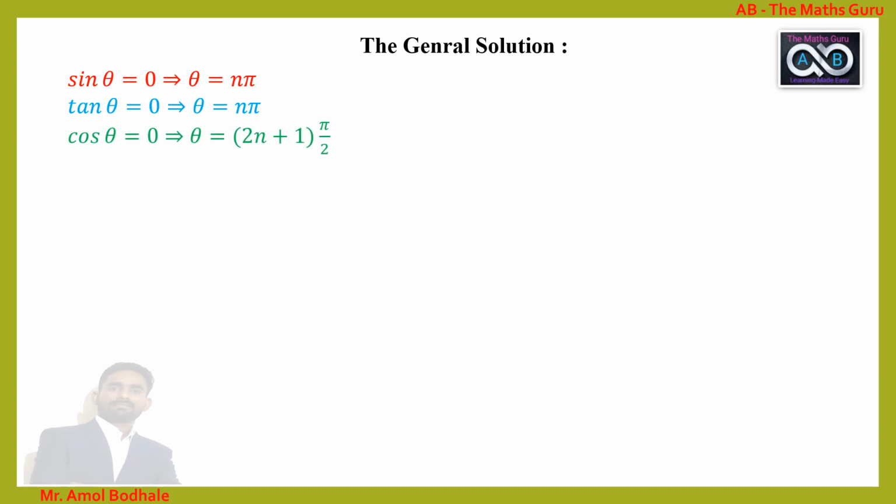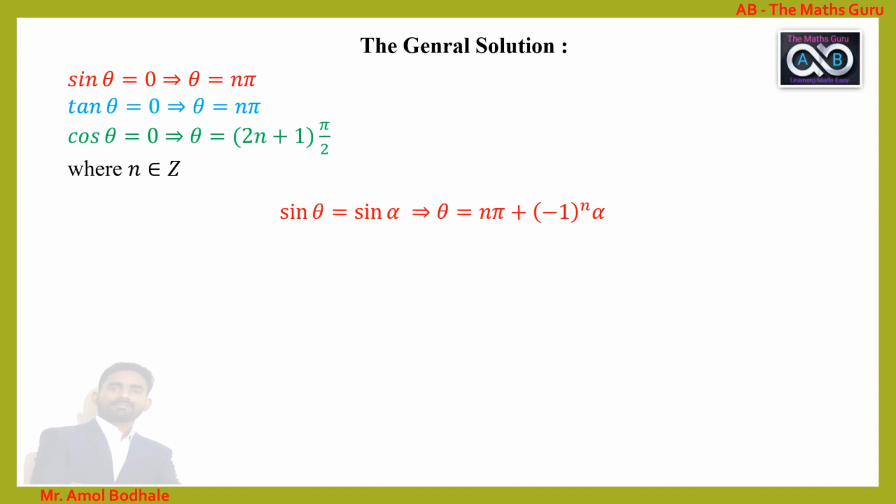Now if cos theta equal to 0, then theta equal to (2n plus 1) pi by 2. That means odd multiple of pi by 2. So here we know that cos will be 0 for pi by 2, 3 pi by 2 and so on. That means for all odd multiples of pi by 2, cos is 0. So we can say cos theta equal to 0 implies theta is (2n plus 1) pi by 2, where n belongs to Z. So these are all the formulas when trigonometric functions are equal to zero.